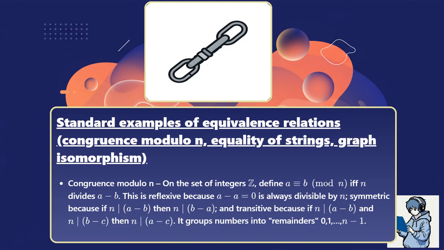This is reflexive because a minus a equals 0 is always divisible by n. Symmetric because if n divides a minus b then n divides b minus a, and transitive because if n divides a minus b and n divides b minus c then n divides a minus c. It groups numbers into remainders 0, 1, ..., n minus 1.